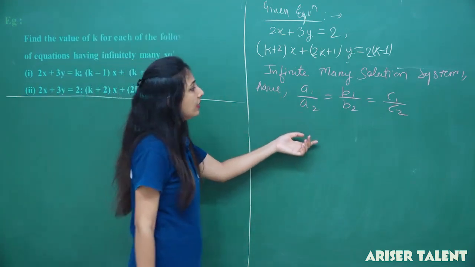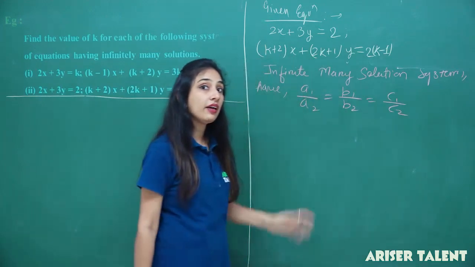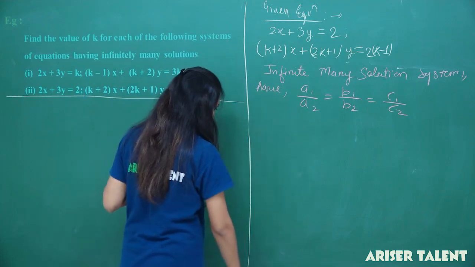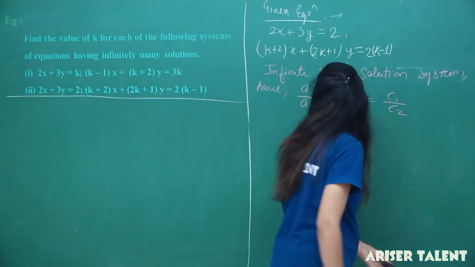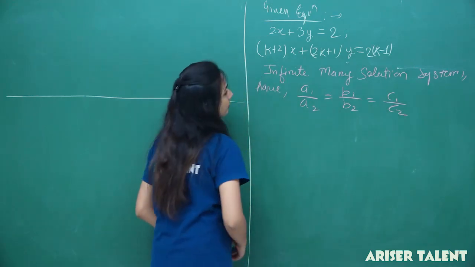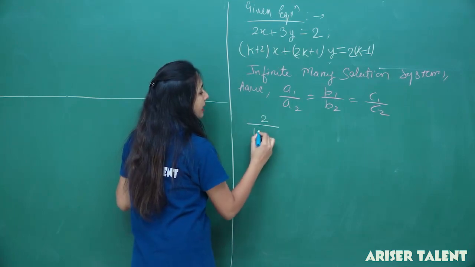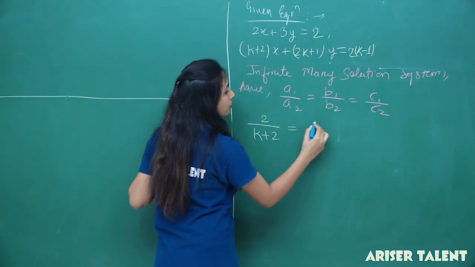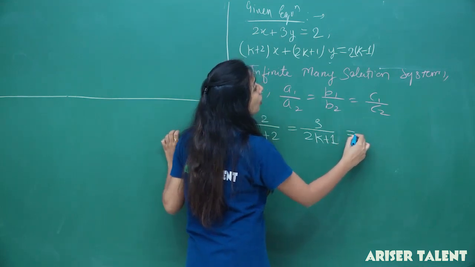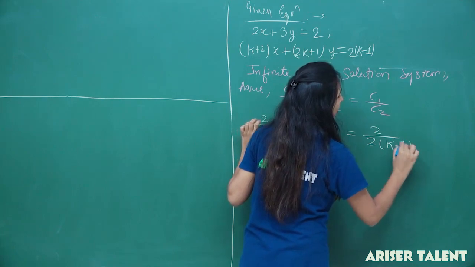Now again, a1 by a2 should be equal to b1 by b2 equal to c1 by c2 if they are having infinitely many solutions. So now I am having 2 by (k plus 2) equals 3 by (2k plus 1) equals 2 by (2k minus 1), sorry.